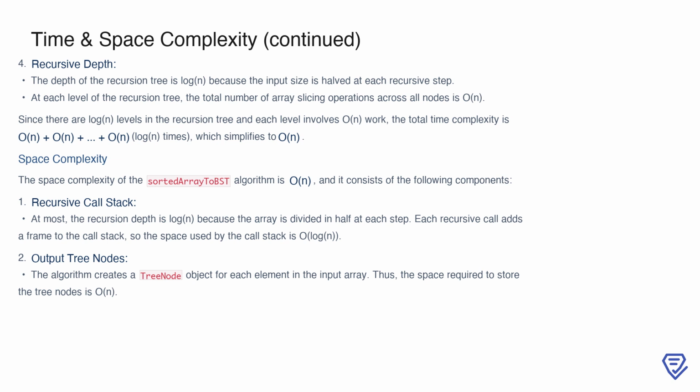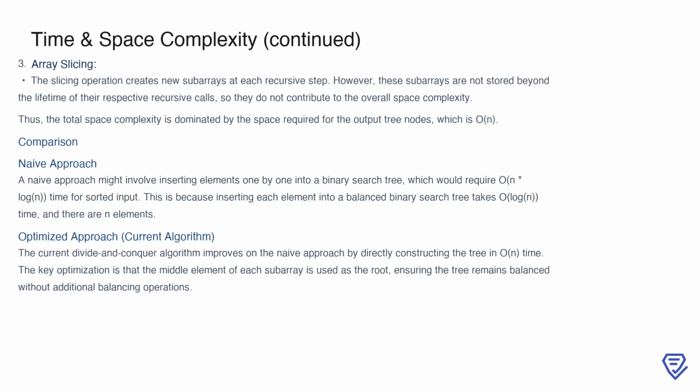Moving on to space complexity, the algorithm requires O(n) space overall. This is due to two main components, the recursive call stack and the space needed for the output tree nodes. First, the recursion depth, as noted earlier, is log n, so the call stack uses O(log n) space. Second, the algorithm creates a tree node object for each element in the input array, resulting in O(n) space for the tree nodes. Now, let's address the space usage of the array slicing operation.